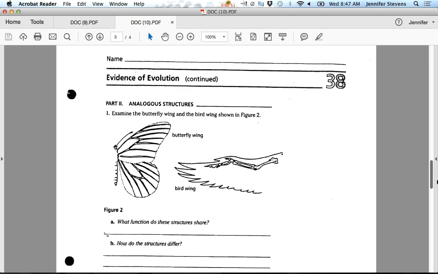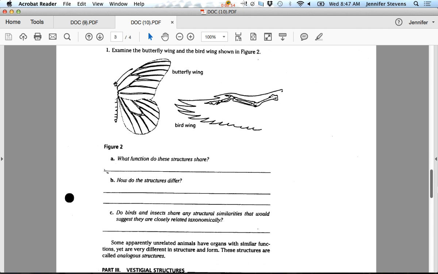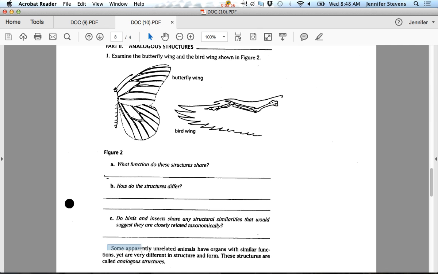The second set is analogous structures. And you actually want to read down here first. Some apparently unrelated organisms or animals have organs with similar functions, yet are very different in structure and form. These structures are called analogous structures. And we're going to be looking at the butterfly wing and the bird wing. Now the bird wing very clearly here has bones in it. We just colored bones in that. Now what you have to understand is butterflies don't have bones. These are simply strips of tissue that you are seeing. So don't get that confused.